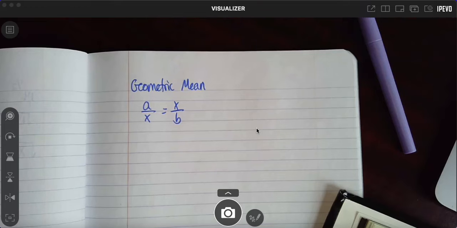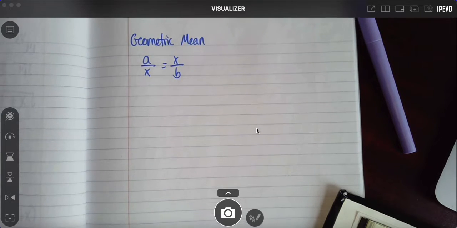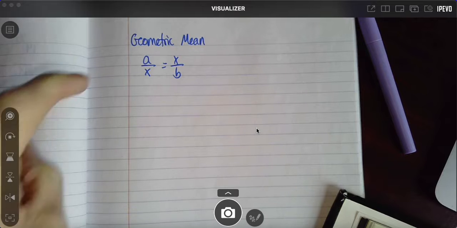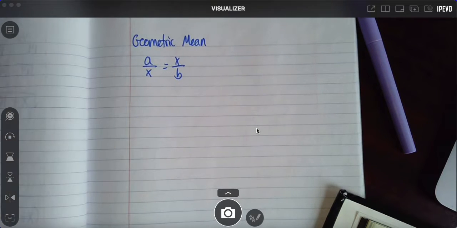We're going to start with 11 through 19, and what we're going to do is find the geometric mean. So we use this little formula, and we would cross multiply. What you're going to know are these two numbers here, the A and the B, and we're going to have to find the X. I'm going to give you an example, and what you're going to end up doing every time is taking the square root.